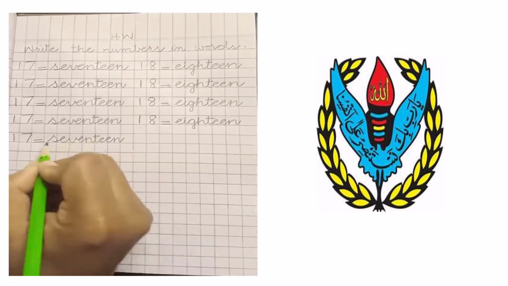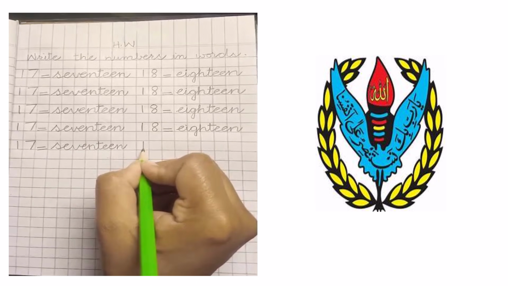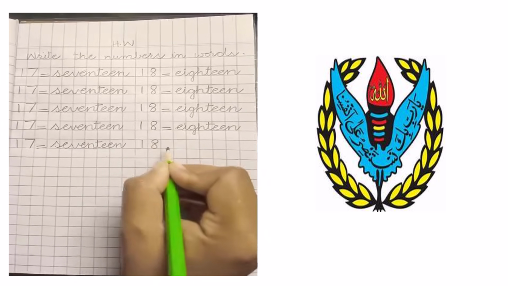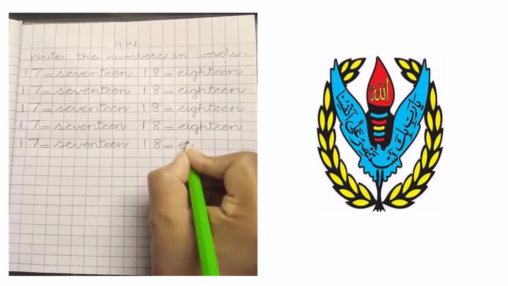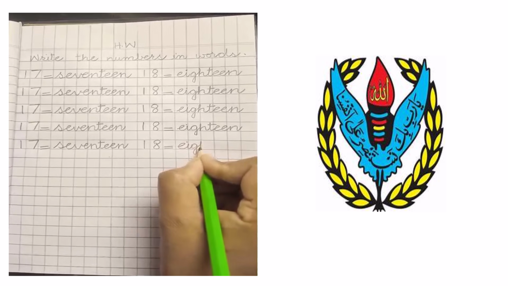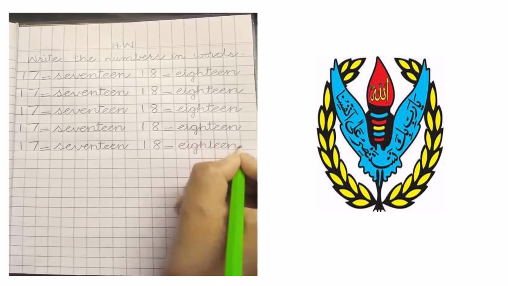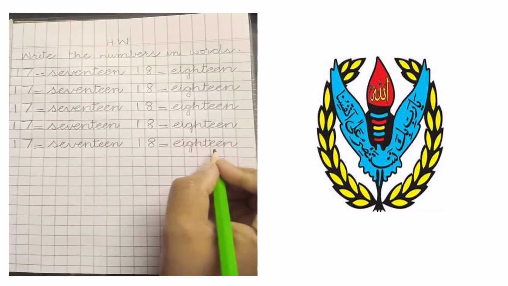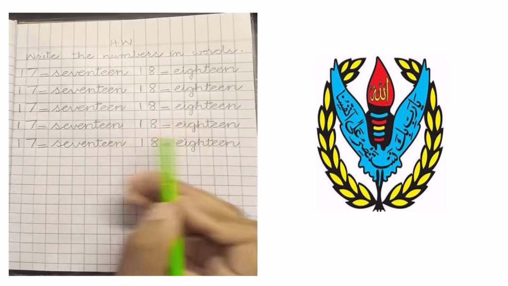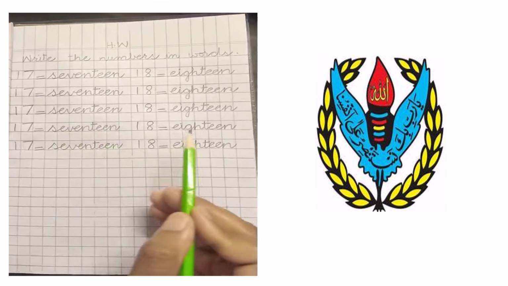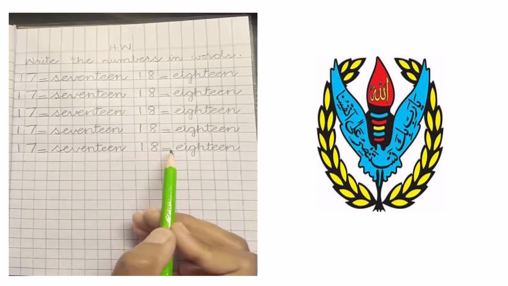T-E-E-N. 17. Leave one box, write number 18, 1 ten and 8 ones, sign of equal, E-I-G-H-T-E-E-N. 18. Now write the full page on your maths notebooks and learn the spellings of these teen numbers 17 and 18.